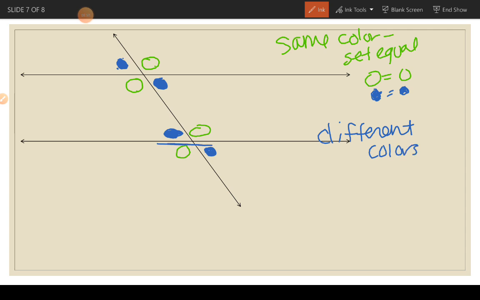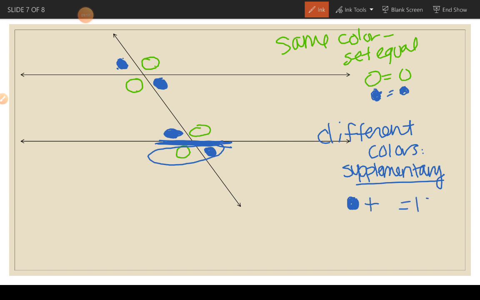let's look and see. Now, if we have a set of different colors right here, these different colors are making a straight line. And straight lines, we know, are going to equal 180 degrees, because they are supplementary angles, okay? So we're going to take our different colors, add them together, and it's going to be equal to 180. I like to use this as my cheat sheet, and you might want to write this down to have.